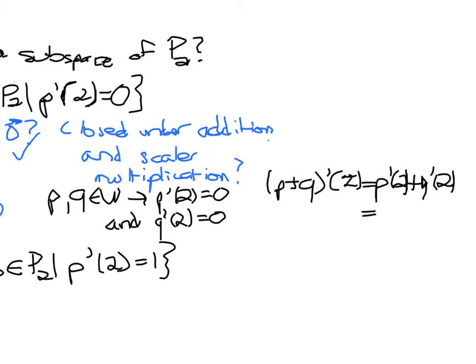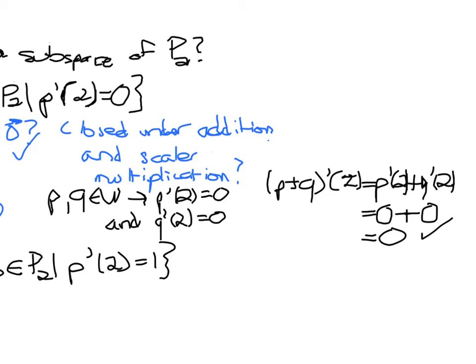And since P belongs in W, P prime of 2 is 0. And since Q belongs in W, Q prime at 2 is 0. And so P plus Q prime at 2 would be 0. So yes, it's closed under addition.